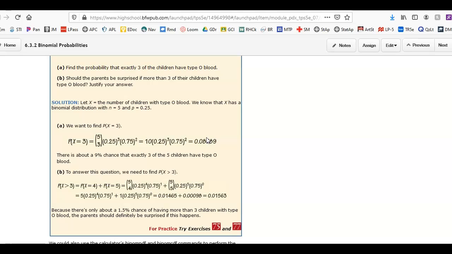Part B, should you be surprised if more than 3 children have type O blood? More than 3 would mean there's 4 or 5. So all I'm doing is setting up a formula for 4, 5 choose 4, plus 5 choose 5, and summing up those probabilities. The probability is 1.5%. That's less than our threshold of 5%. So yeah, that would be surprising if 4 or 5 of their children had type O blood.